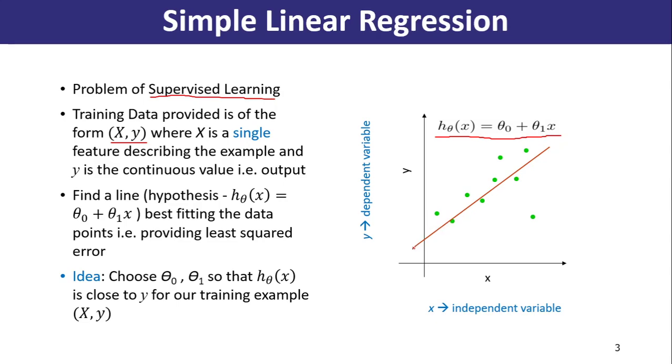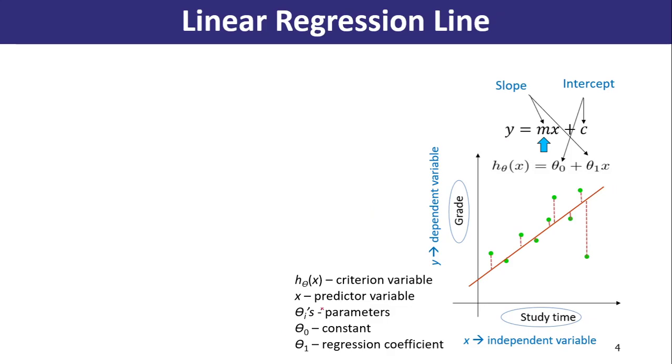And we are supposed to find such a linear regression line that provides us the least squared error. So the idea is to choose these theta 0 and theta 1 parameters so that our h theta x is close to y for our training examples of the form x, y. Okay, so in linear regression, let us see how to compute an error.